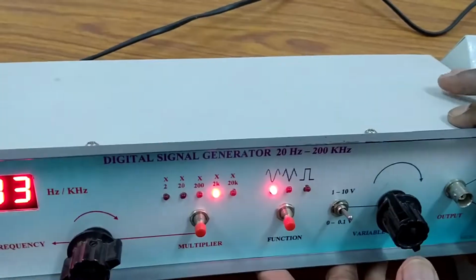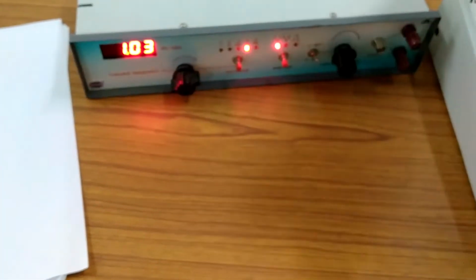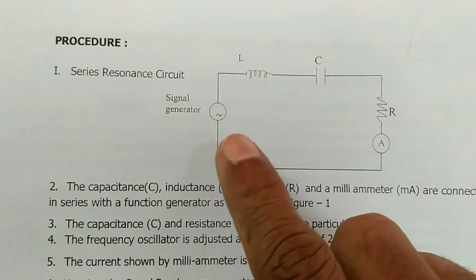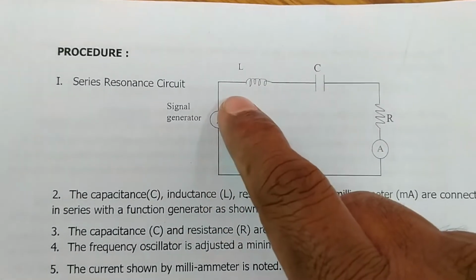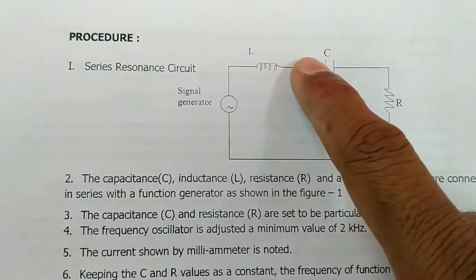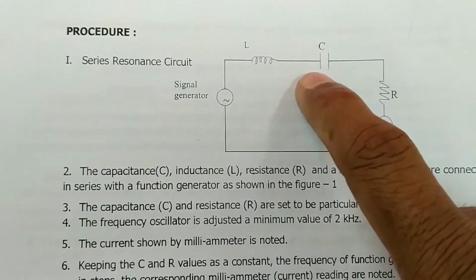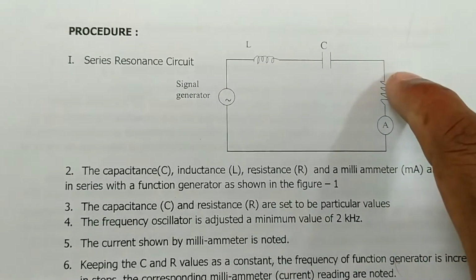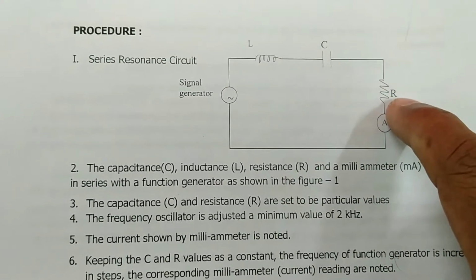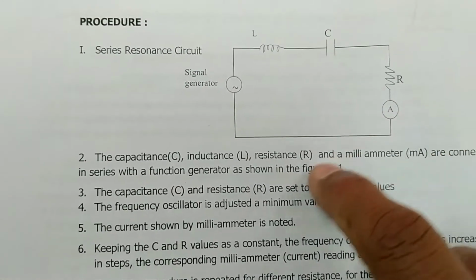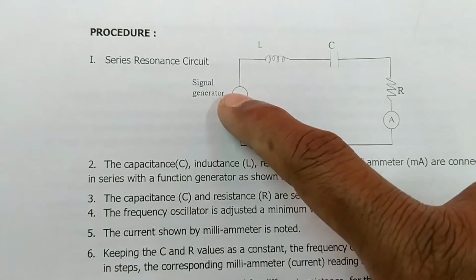So I will start connecting the circuit by using the circuit diagram for the LCR series circuit. We start from the signal generator. One terminal goes to one terminal of L, and the second terminal of L is connected to the capacitor, and the capacitor's second terminal is connected to the resistance, and the resistance's second terminal is connected to the ammeter, or milliammeter in this case, and the milliammeter is connected back to the signal generator.